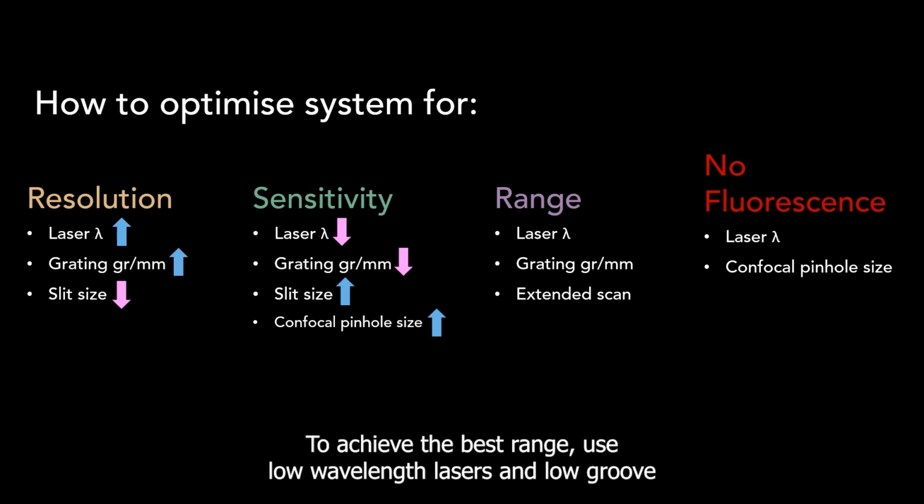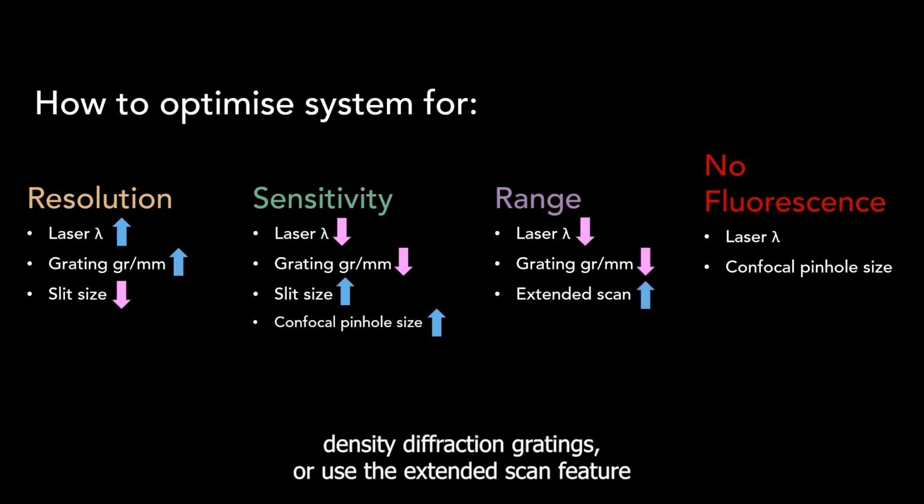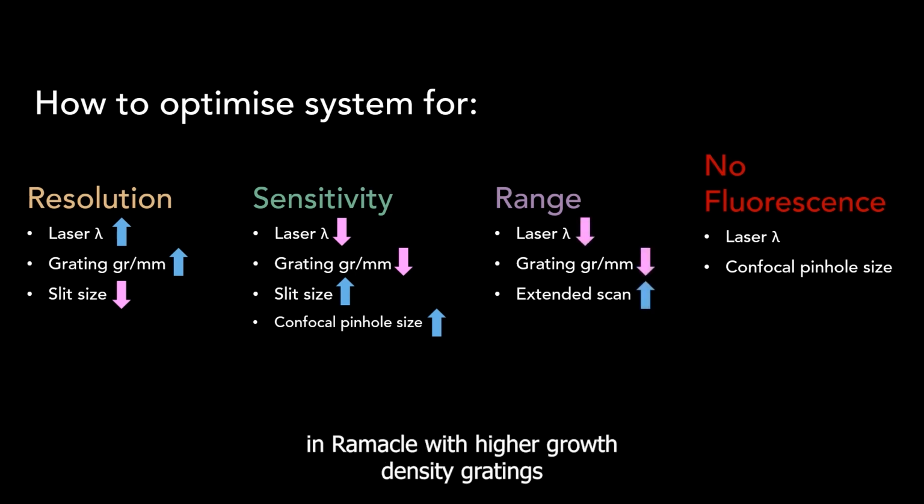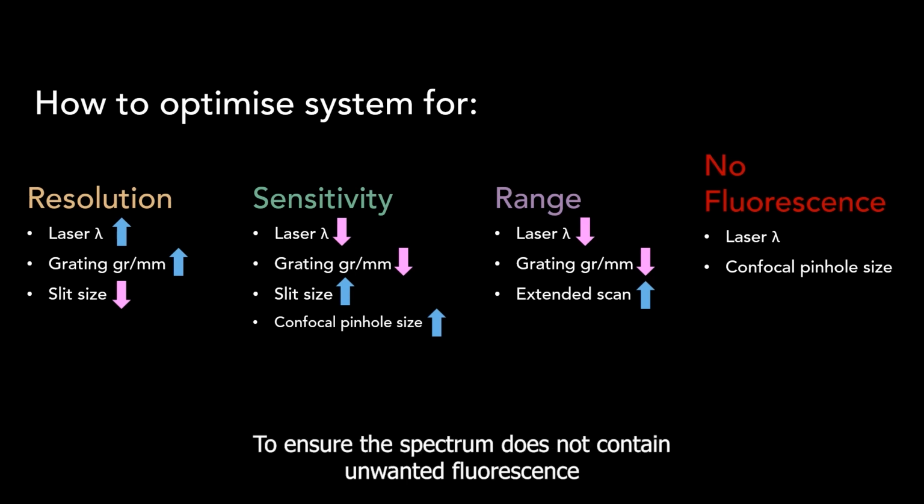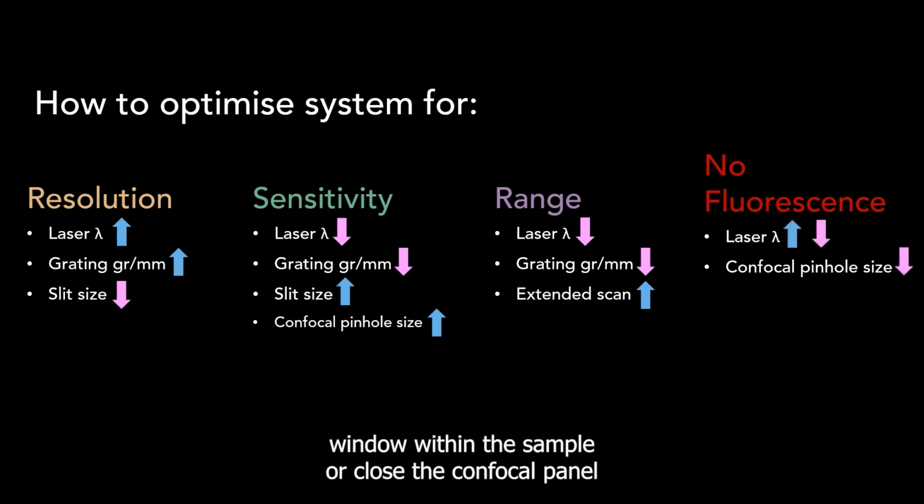To achieve the best range, use low wavelength lasers and low groove density diffraction gratings, or use the extended scan feature in Ramical with higher groove density gratings. To ensure the spectrum does not contain unwanted fluorescence, carefully select the laser wavelength to avoid the absorption window within the sample, or close the confocal pinhole to reduce emissions from out with the focal volume.